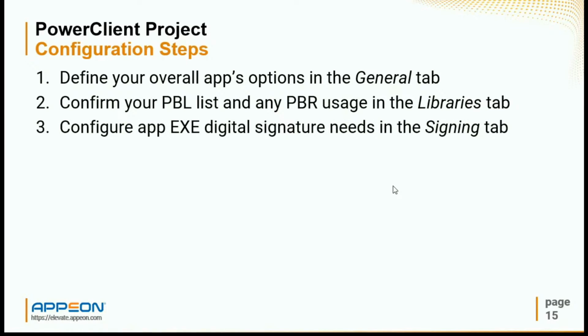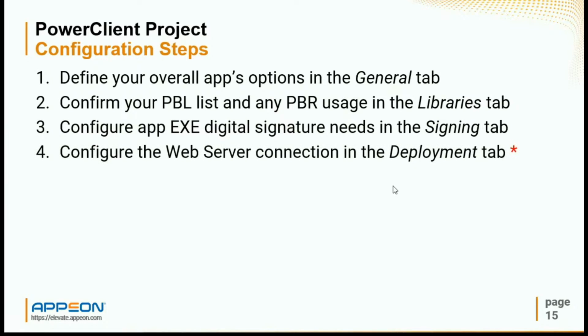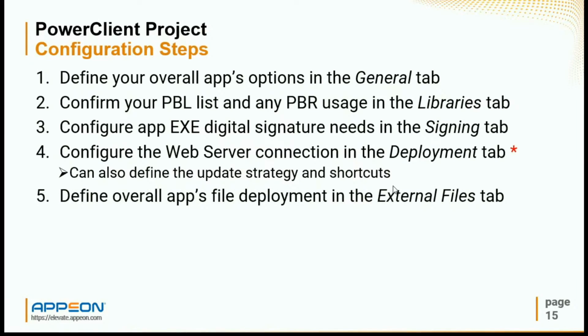Configure the app executable digital signature that needs signing in the Signing tab. Well, this is new. We couldn't do that in traditional projects for client-server. Configure the web server connection in the Deployment tab. Notice that you can also define an update strategy and shortcuts to be configured on the workstation. We'll see that when we actually do the demo from the PowerBuilder IDE.